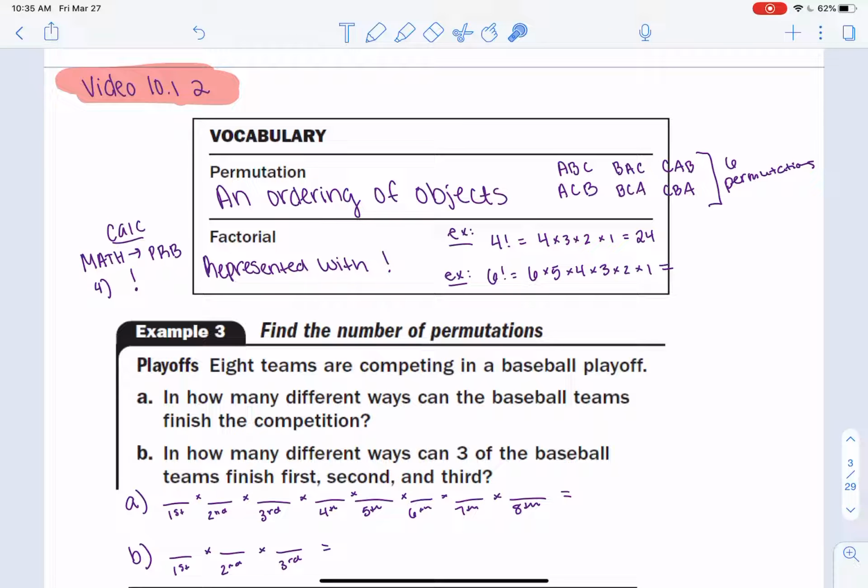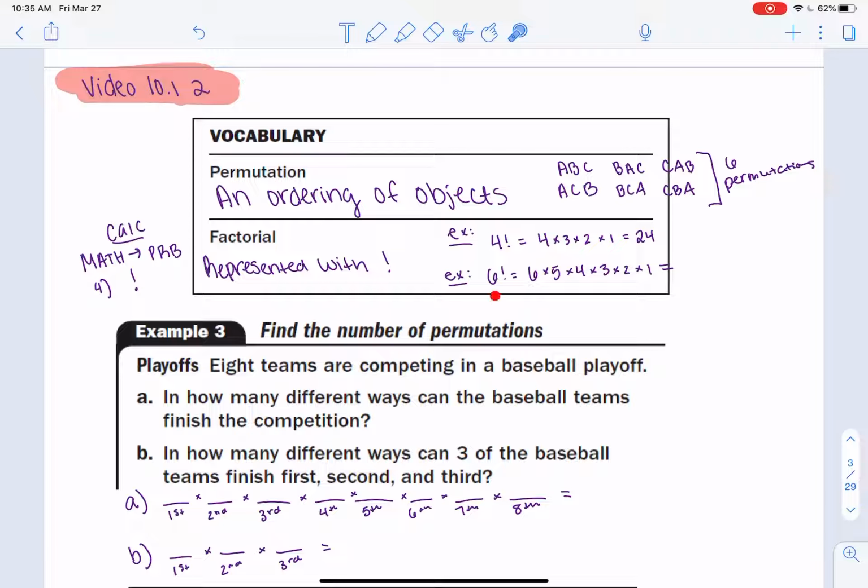Another definition would be factorial. The way that we represent a factorial is with what looks like an exclamation point. To demonstrate what we mean when we say factorial, if we've got 4 factorial, that means we start with 4 and we multiply by all of the numbers smaller than 4, ending at 1. So that would be 4 times 3 times 2 times 1, which gives me 24.